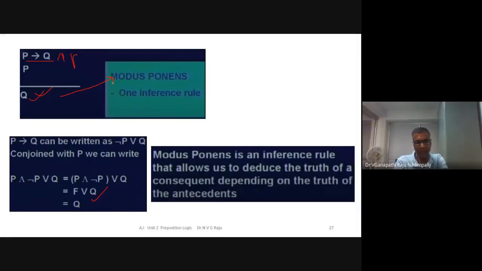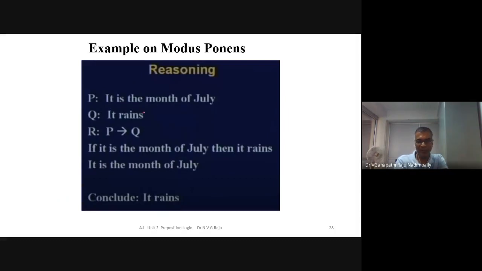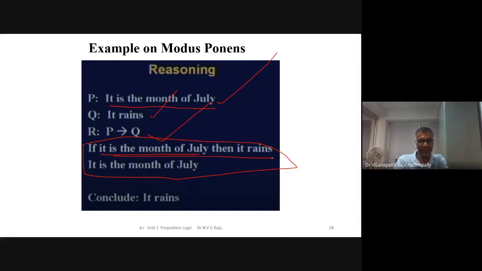Now, shall I move? I will give a simple example from this equation. Here my example is P: it is the month of July. This is one proposition. Q: it rains. Now, I am proposing a sentence R equal to P implies Q. Please observe carefully. If it is the month of July, then it rains. Now, how can I write it? Can I write it as P implies Q?